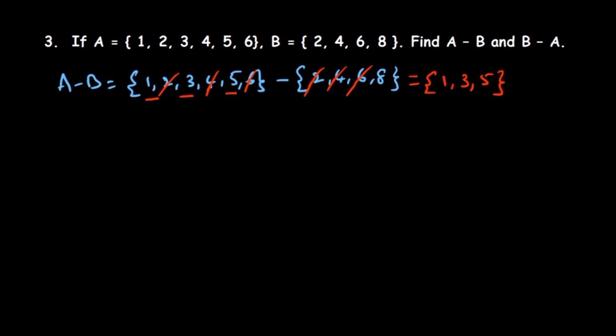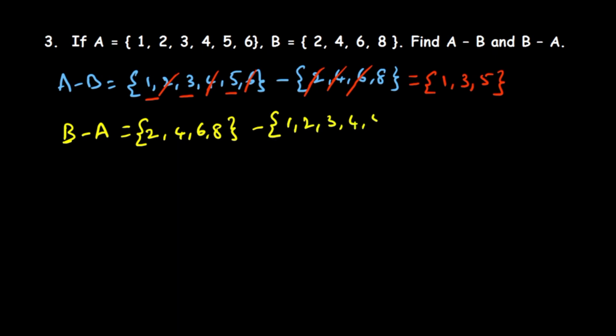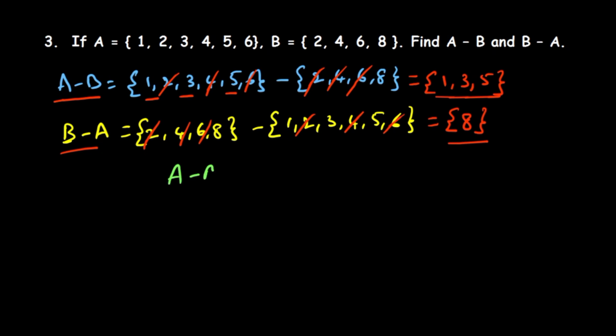The next one, B minus A, they are asking, right? So B minus A means we write first set B, that is 2, 4, 6, 8, minus set A 1, 2, 3, 4, 5, 6. So here 2 gets cancelled, similarly 4 cancelled, 6 also cancelled, and we have only one element, that is 8. Now what do you observe from this both? Yes, these two are not equal. We write here A minus B is not equal to B minus A.